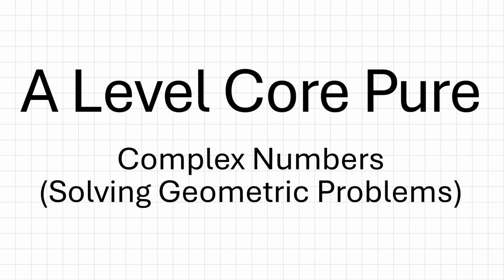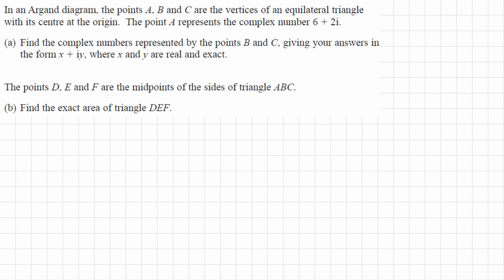This is an A-level core pure question, and this is complex numbers and solving geometric problems. In an Argand diagram, the points A, B, and C are the vertices of an equilateral triangle, with its center at the origin. The point A represents the complex number 6 plus 2i. Part A, find the complex numbers represented by the points B and C, giving your answers in the form x plus iy, where x and y are real and exact.